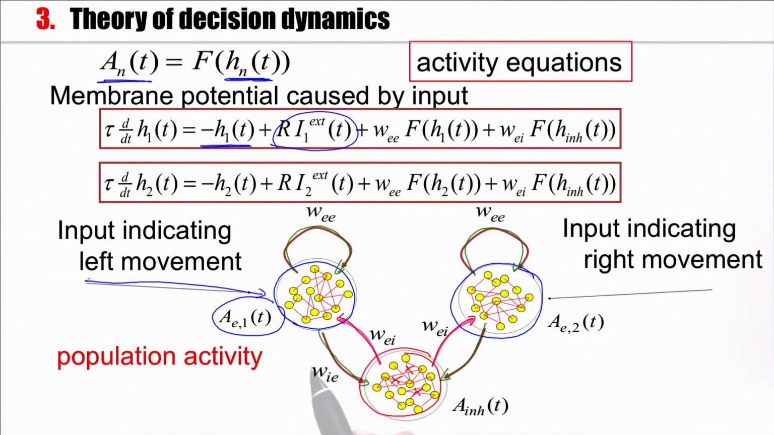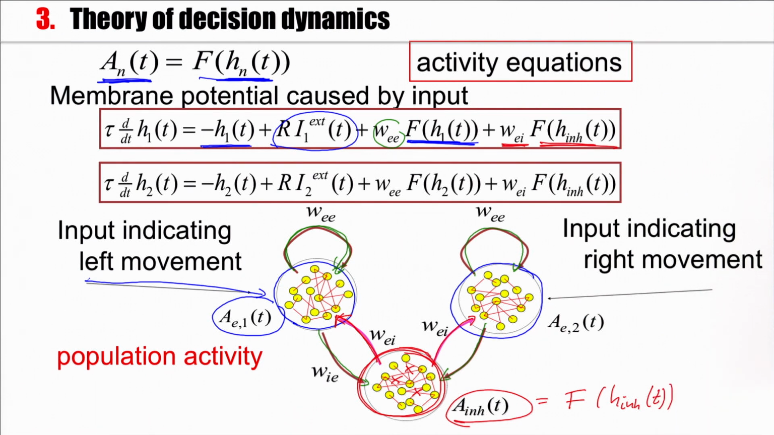Then it depends on the self-feedback, that's this term here, the self-feedback. And what's sent over here is the activity, but the activity is given by the input potential. So f of h1 is the activity of that population. But then this population also receives input from the inhibitory population via these links here, and this would be the activity of the inhibitory population.